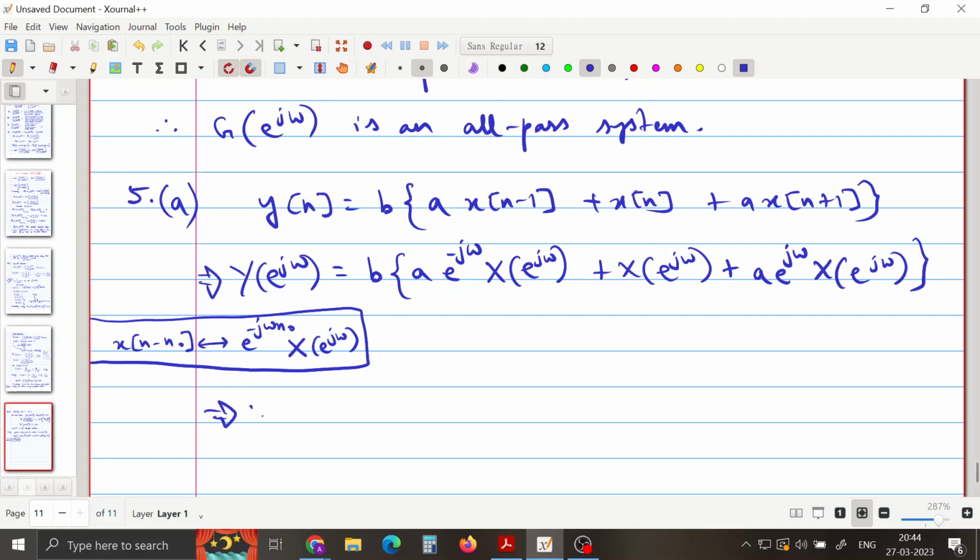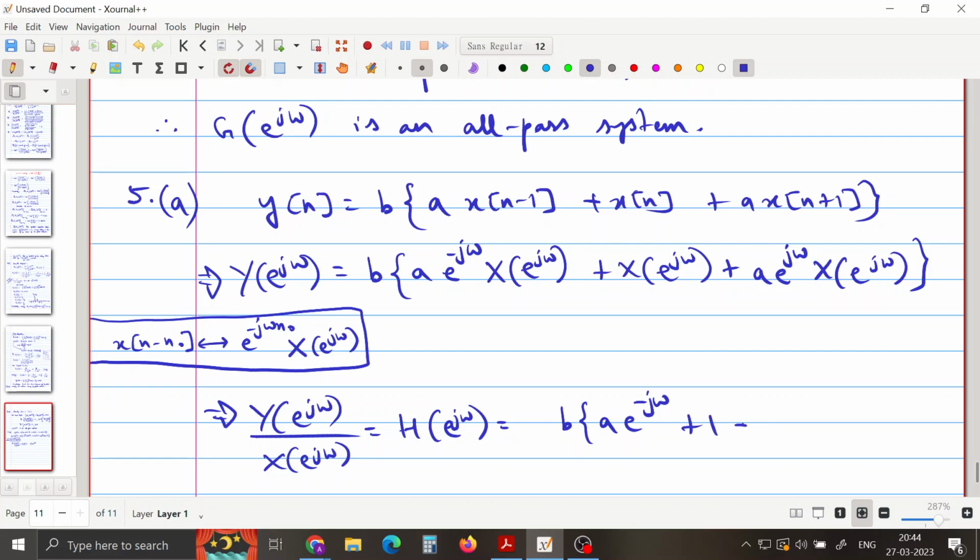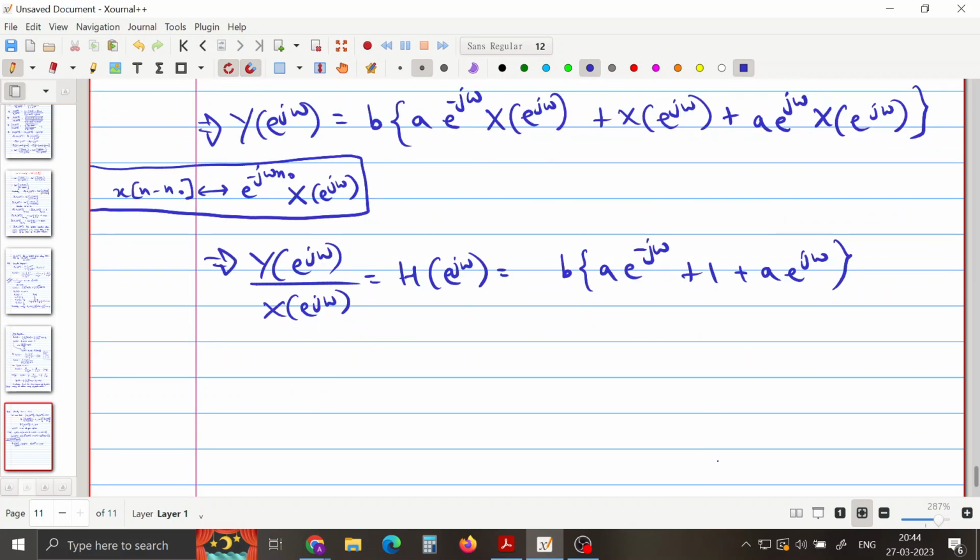Now we can just divide by X of e power j omega, and this ratio is nothing but the frequency response H of e power j omega, and it is given by b times a e power minus j omega plus a times e power j omega. And you see it takes a very nice form.